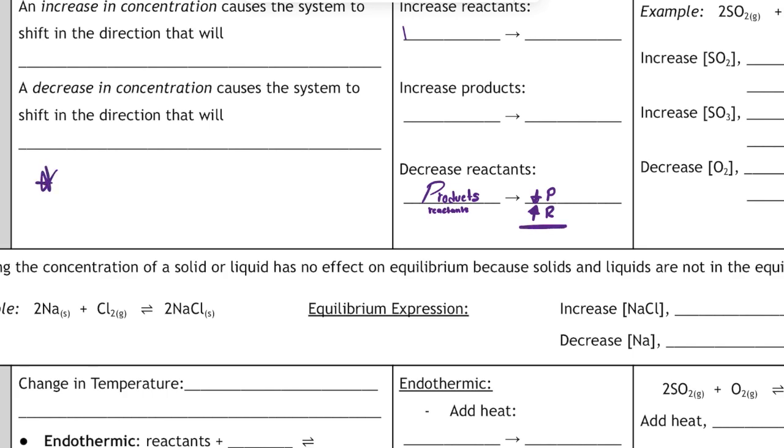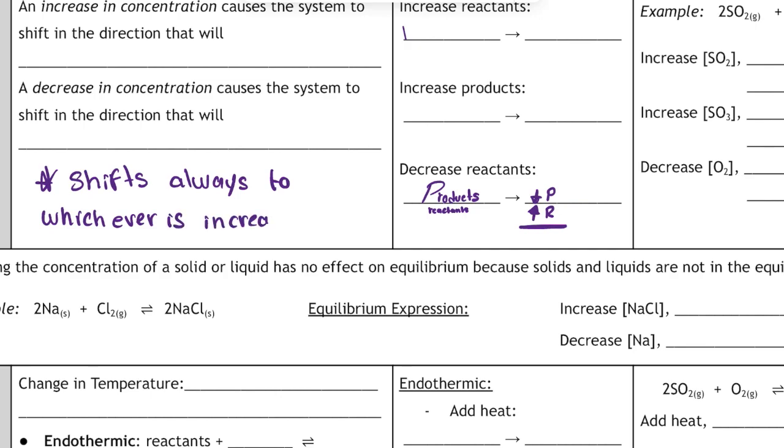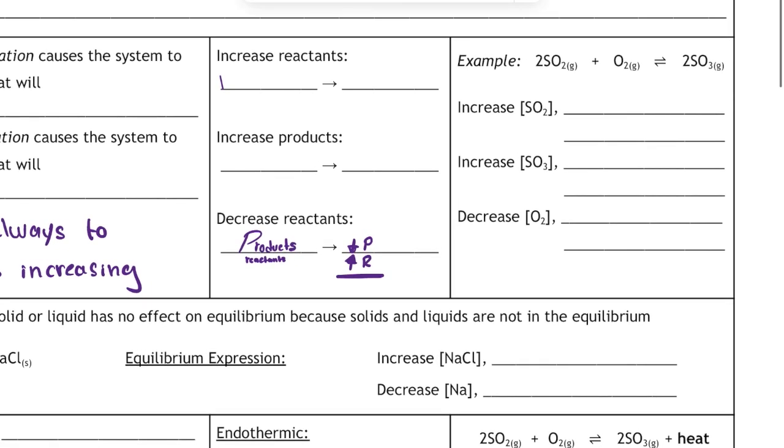So we're gonna write down shifts always to whichever is increasing. So in this case is the reactants. Okay, so let's go ahead and do decreasing O2. Okay, O2 is in the reactants. We are decreasing. So let's go ahead and make that R like really tiny and small. Okay, and let's go ahead and make P normal.